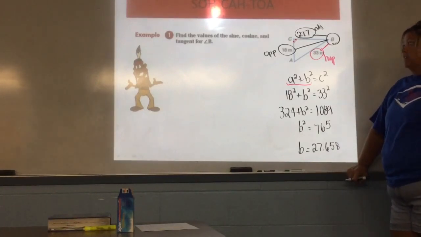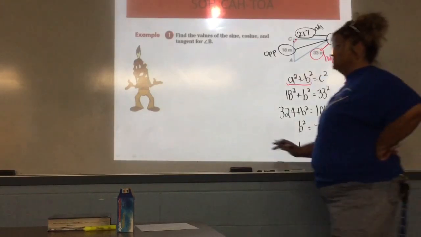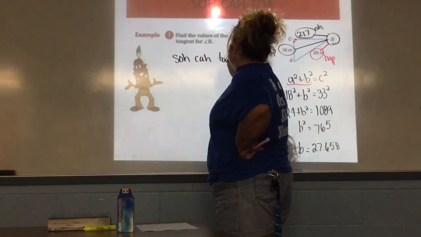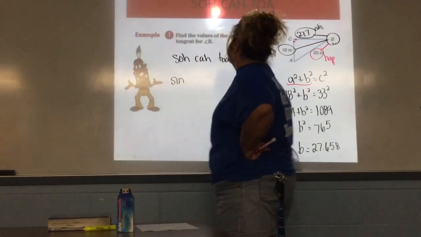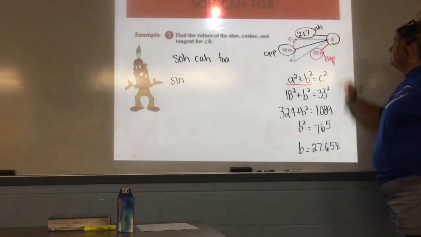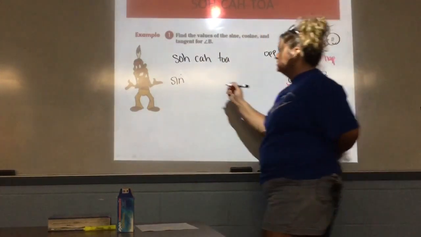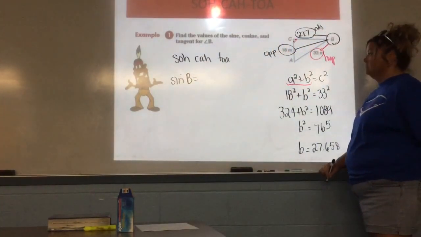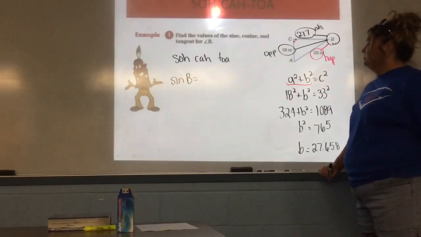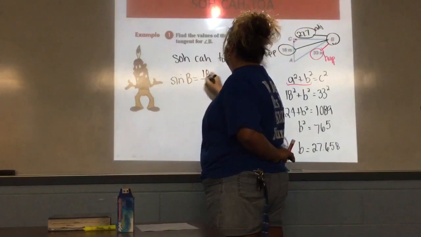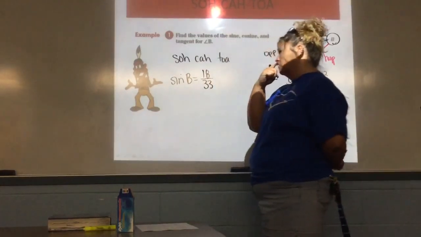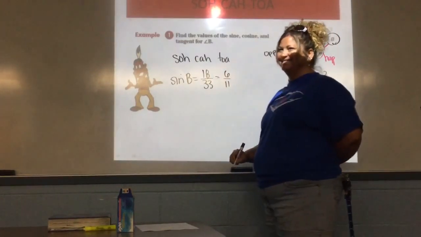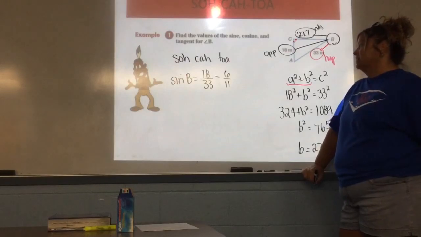SOHCAHTOA. So we need to find sine, cosine, and tangent. Every time I work one of these, I write out my SOHCAHTOA. Okay, so sine of, what was my theta going to be? What angle? B. So sine of B equals, what's sine? Opposite over hypotenuse. What's opposite? Because we already labeled it. 18. And what's the hypotenuse? 33. Does that reduce at all? Yes, by 3. 6 over 11. Good, 6 over 11.